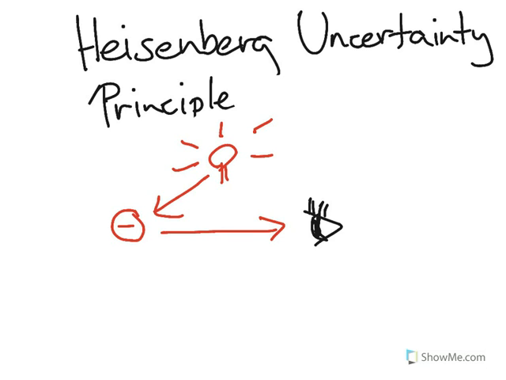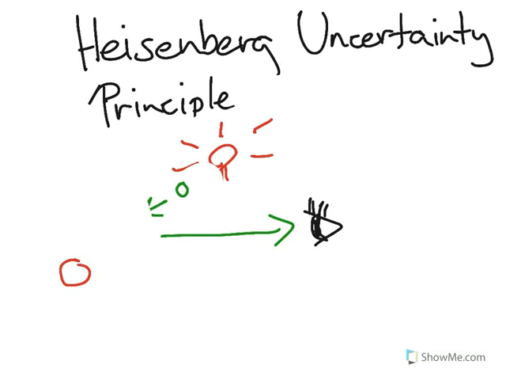The problem is that light also behaves like a particle. Let me go ahead and erase this real quick. Light behaves like a particle. We call these photons. And when these photons come over here to hit these electrons, the problem is that the electron actually moves and changes position. So by the time the light bounces off of it and comes into our eyes, the electron will probably not be at that location. It might be over here.